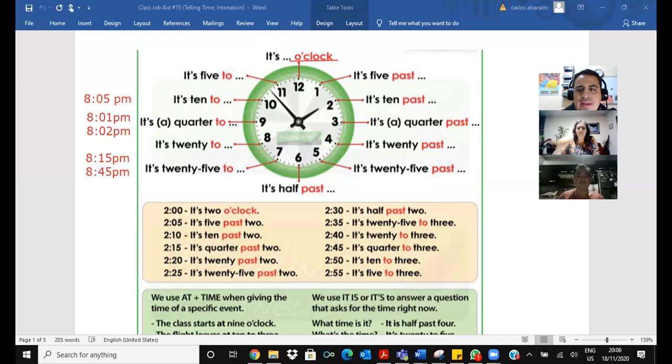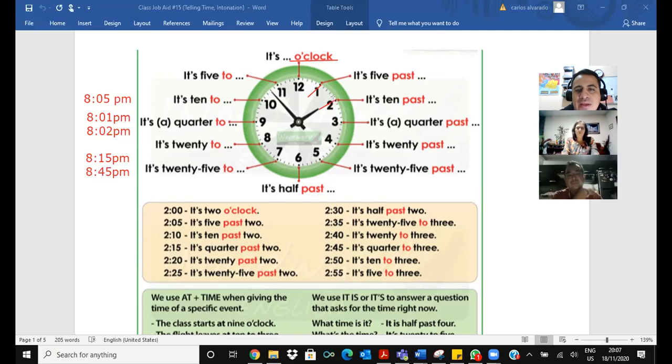So vamos a iniciar allí. Okay, now, la hora de minutos, la mano de minutos, okay? Si llega aquí, entonces sería, it's 5 past 12, ¿verdad? It's 5 past 12. ¿Qué quiere decir? A 5 minutos han pasado de la 12. Very good.